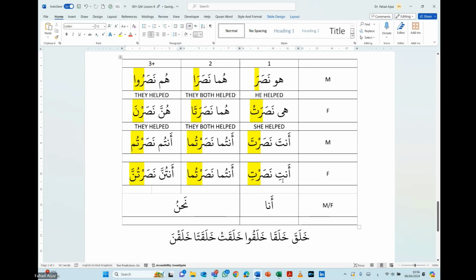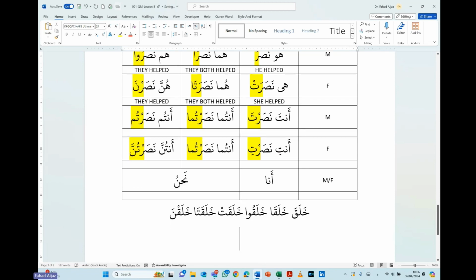Huwa nasara, huma nasara, hum nasaru, hiya nasarat, huma nasarata, hunna nasarna. Anta nasarta, antuma nasartuma, antum nasartum, anti nasarti, antuma nasartuma, antunna nasartunna. And for khalaqa: هو خلقا هما خلقا هم خلقوا هي خلقت هما خلقتا خلقنا أنت خلقت أنتما خلقتما أنتم خلقتم أنت خلقتي أنتما خلقتما أنتن خلقتن.